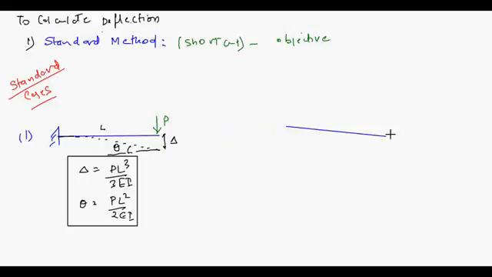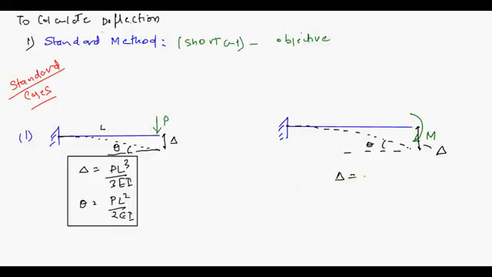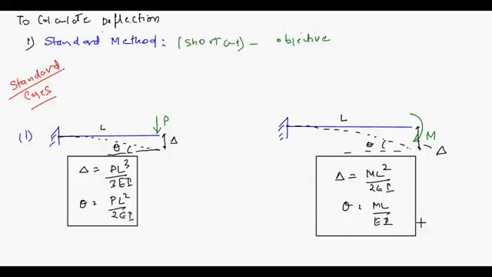Second case. Again, instead of this point load, you are having a moment like this. The deflected shape will look the same way, something like this, and you will have a certain theta here and a deflection delta here. What is the value of delta here? It is ML square upon 2EI. L is of course the length, and your theta is ML upon EI. This is what you have to remember. I think it is your second case.